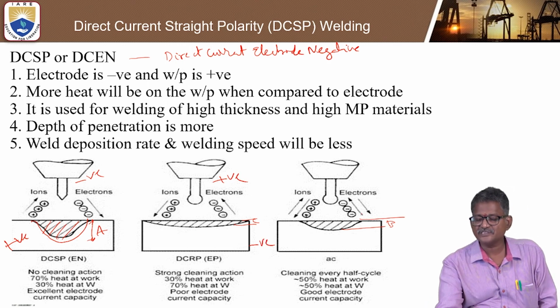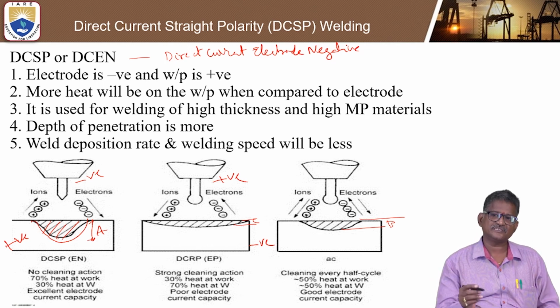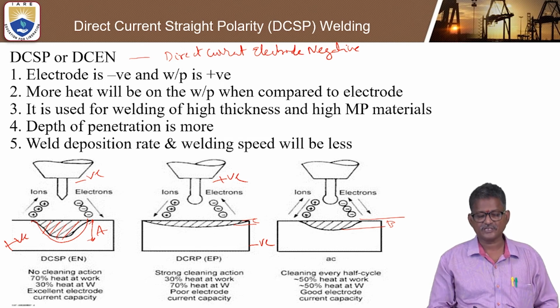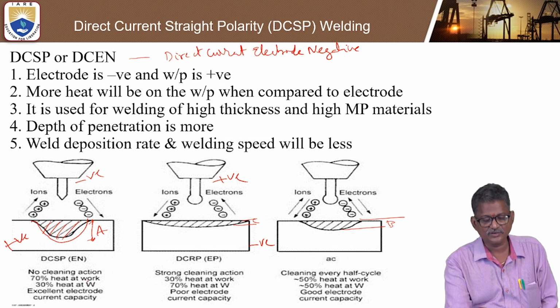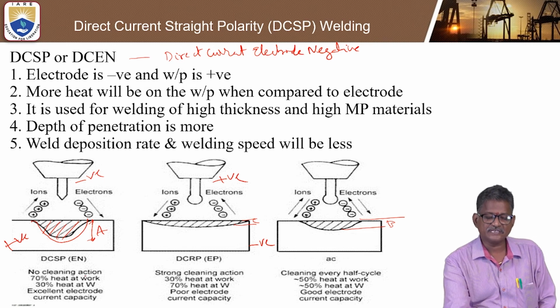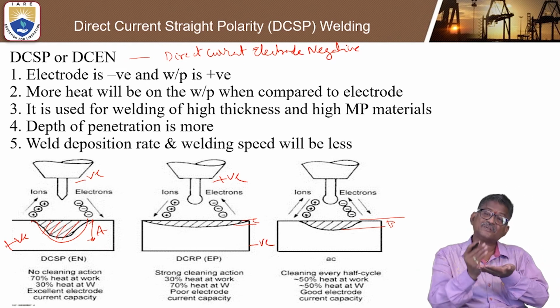But AC means either of that. The only thing is that energy is created in the half cycle. So look, there is no cleaning action occurring. Because more penetration is not required, only 70% of heat is at the workpiece. This workpiece will get 70%.